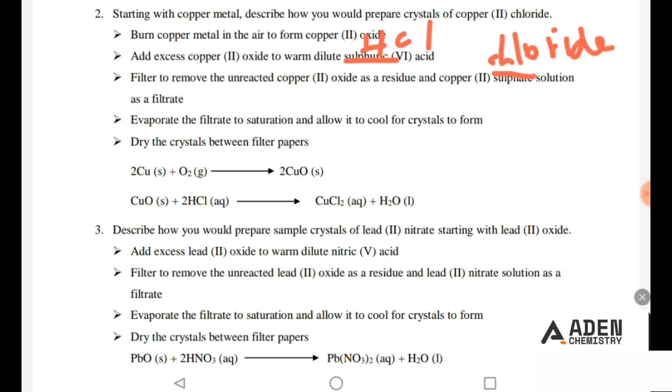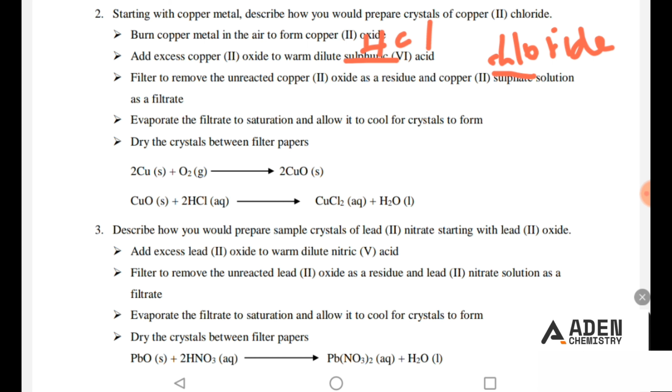So you say filter to remove the unreacted lead 2 oxide as the residue, and lead 2 nitrate solution as a filtrate. Then you say evaporate the filtrate to saturation, and allow it to cool for crystals to form. Then we have dry the crystals between the filter paper. Then lastly, we write the equation to support our statement. That means lead 2 oxide solid will be reacting with 2 moles of nitric 5 acid. We are going to get lead 2 nitrate solution plus water.